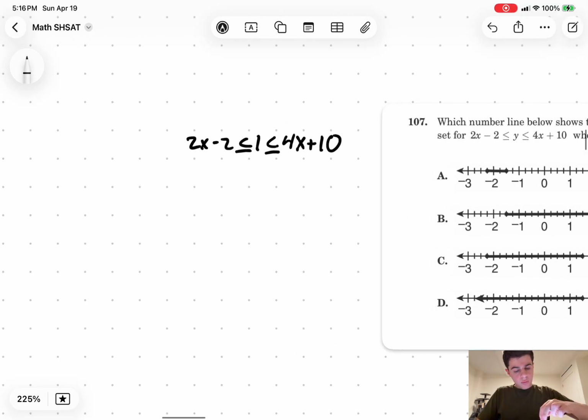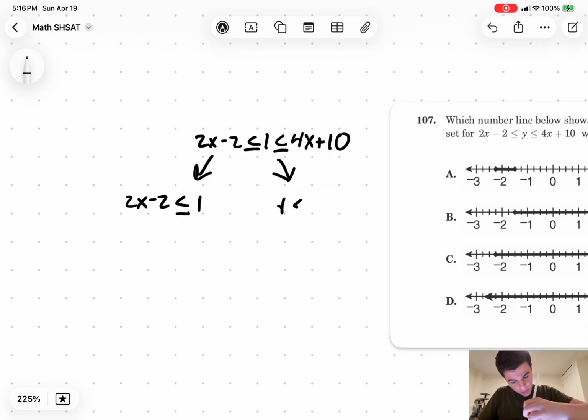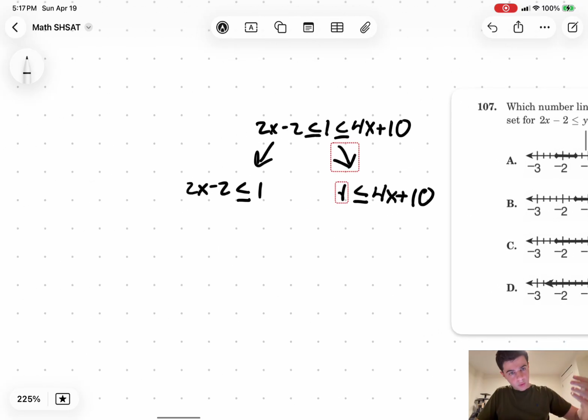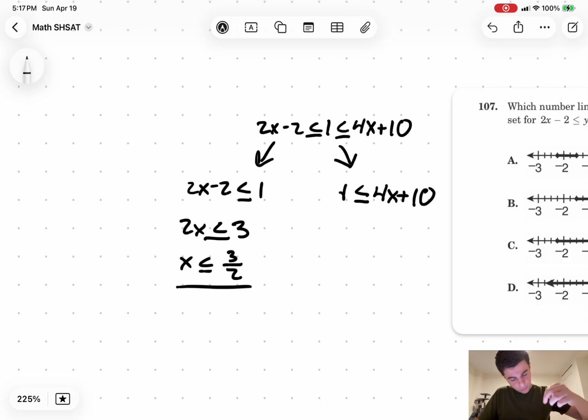And now we can basically break this up into two individual inequalities. So we know that 2x minus 2 is going to be less than or equal to 1. And we also know that 1 is going to be less than or equal to 4x plus 10. So now we can just solve each of these individually and then recombine them at the end. Here, we're going to add 2 on both sides. So we're going to get 2x is less than or equal to 3. And now we're going to divide both sides by 2, and we're going to get x is less than or equal to 3 halves. So that's our first side.